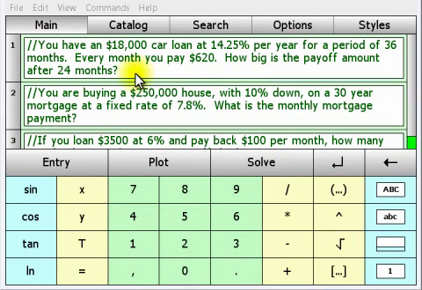Welcome to your online source for calculator tutorials. In this tutorial, we will calculate problems involving loans using the finance command.